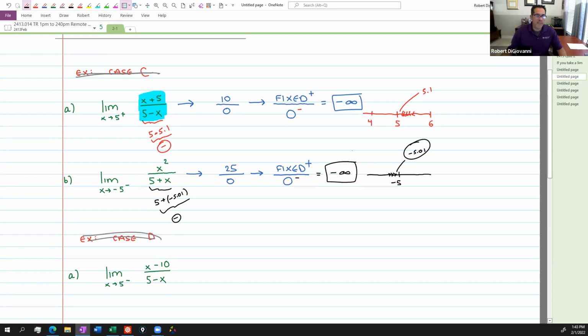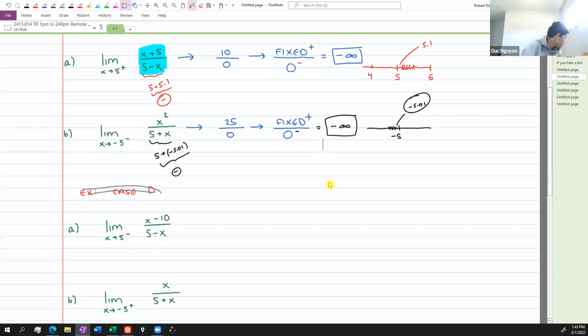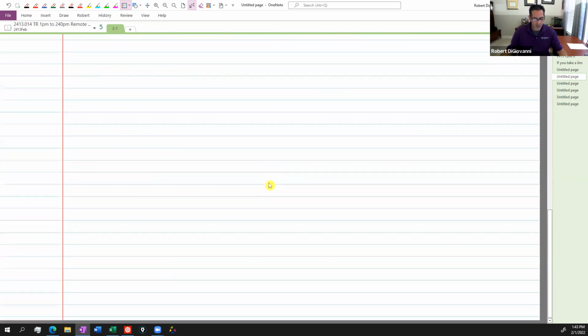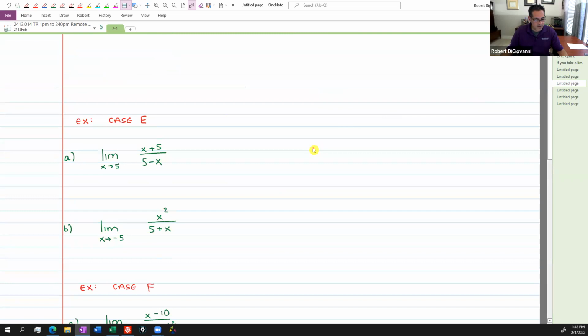All right, making sense, everyone? Making sense? Okay, I'm gonna skip this one because this is basically the same problem, just we get a negative on top and a positive on the bottom. I wanna go to the next cases, E and F.